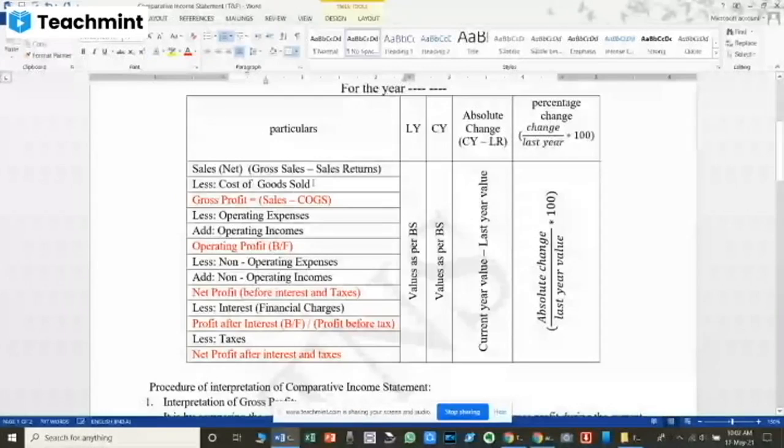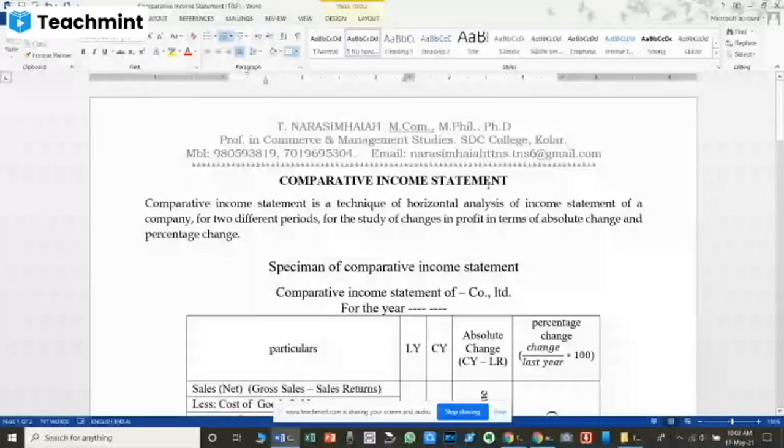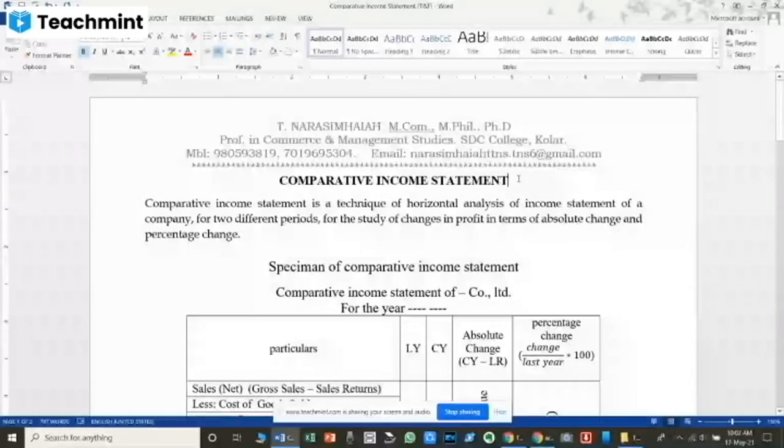Okay, income statement is nothing but profit and loss account. Comparative income statement, we are going to study the income statement of 2 years of a company or two different companies, like your comparative balance sheet.